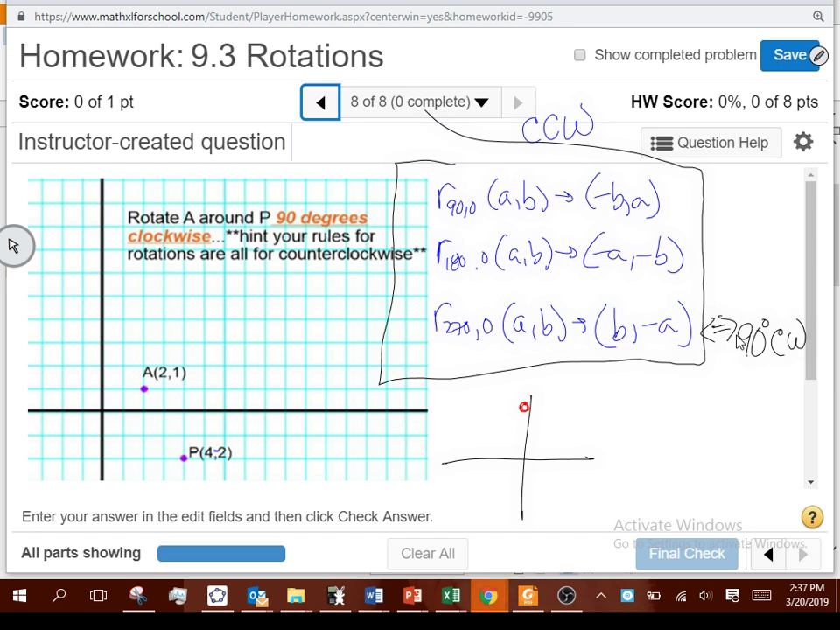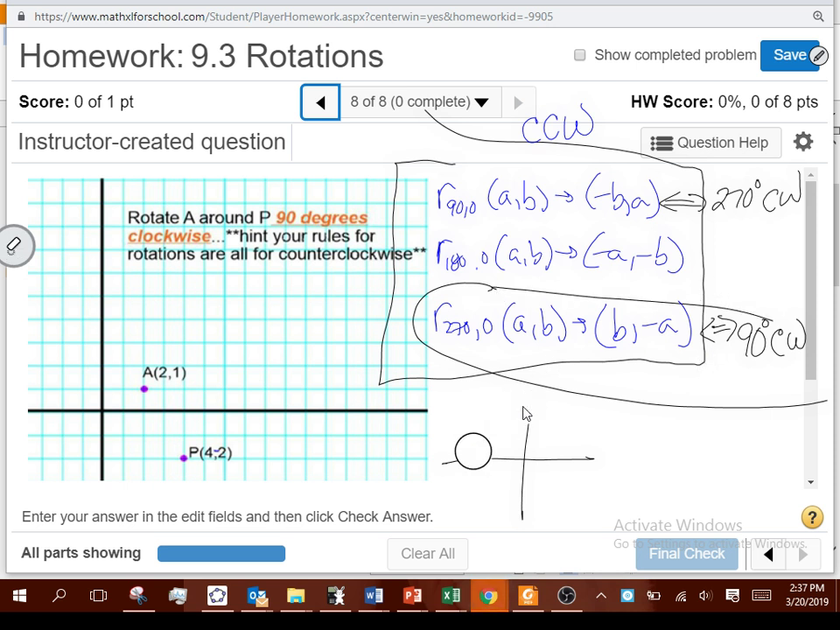Is that okay? So now what if I wanted to go 270 clockwise? What's that going to be the same as? Yeah, so if they ever give me 270 clockwise, I'm going to convert that to 90 counterclockwise and run through that rule. Okay? So in this question here, when we go 90 degrees clockwise, I have to decide that I'm actually using the 270 rule, right, of going counterclockwise.